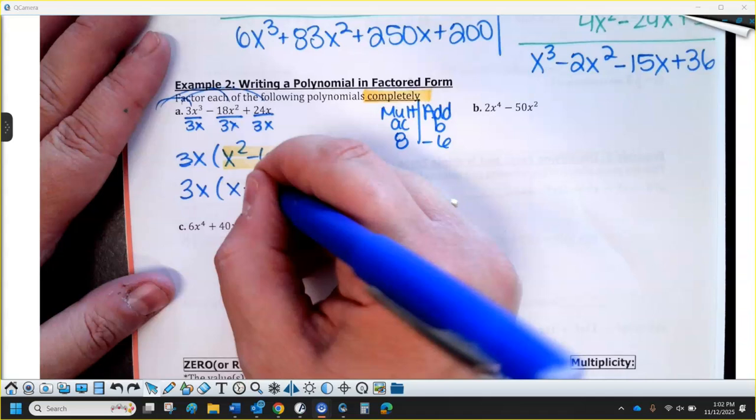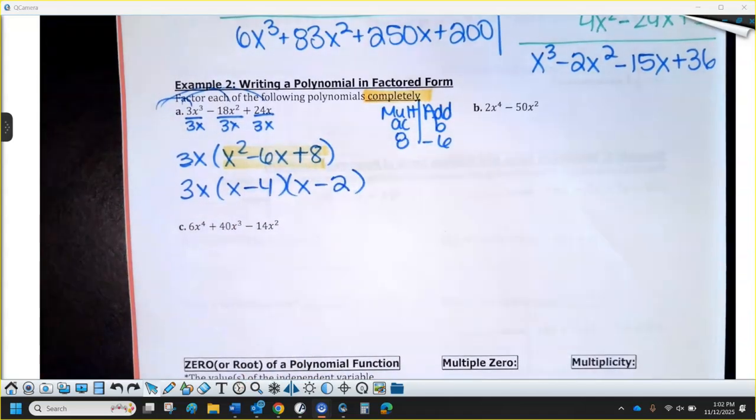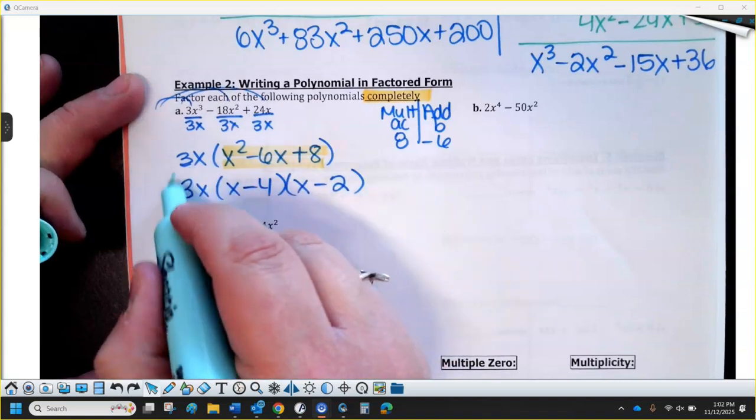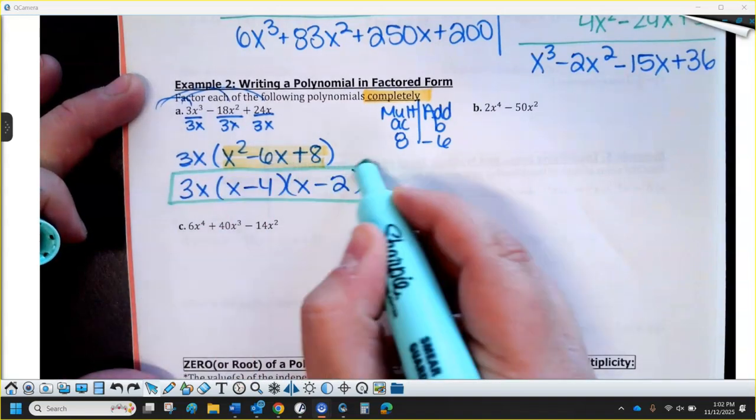Negative 4, negative 2. It does not matter which one comes first or second. You could put the x minus 2 first or the x minus 4 first. It doesn't matter as long as you have both. And then we can't go any farther. This is what we would call completely factored form.